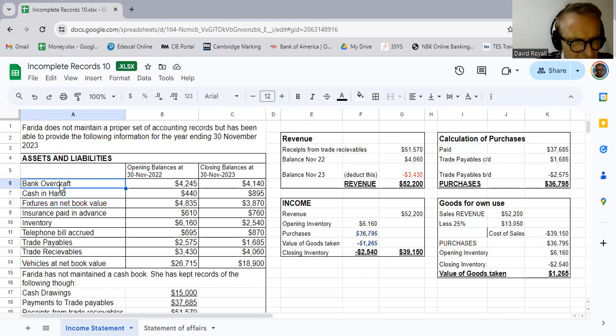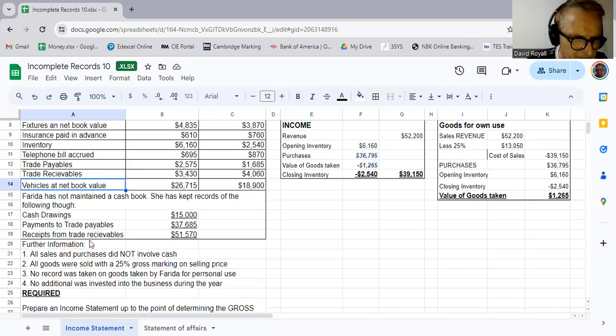if you like, a liability. There's cash in hand, an asset; another asset, insurance paid in advance; inventory, assets. And we've got a liability there: telephone accrued, we owe that. Trade payables, we owe that. Trade receivables, very much a current asset. And we've got fixed assets, vehicles at net book value.